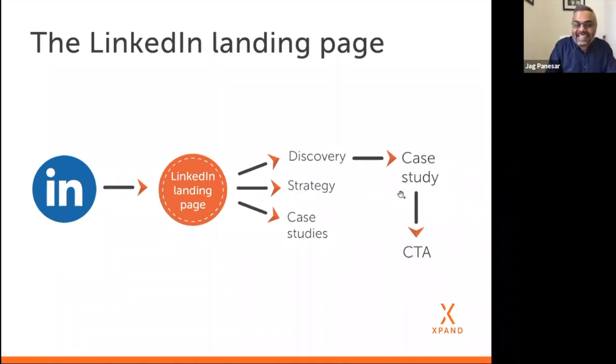The way the LinkedIn landing page works is we take you to a dedicated page for the person. So in this case, it would be me. And on that page, there are calls to action that talk about specific things that I specialize in. In this case, it's discovery and strategy, and it'll show case studies. Then it will take you from discovery to the case study page, and from there, it'll show you the call to action.